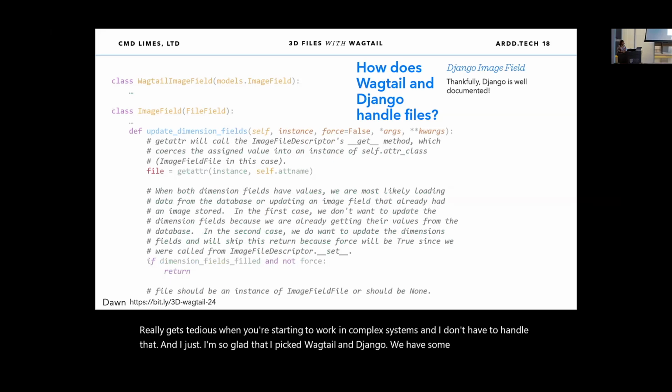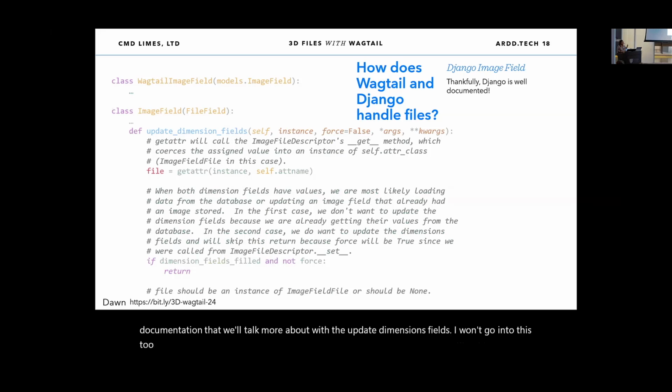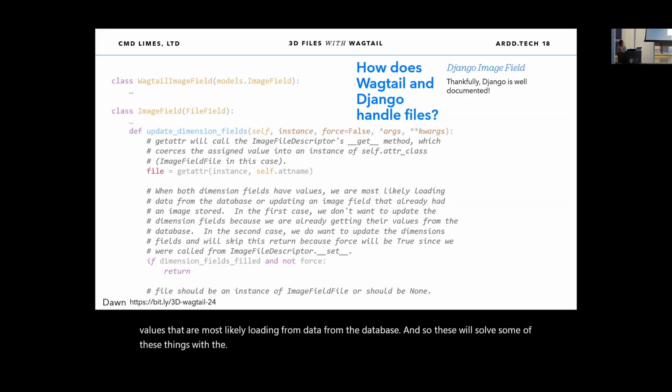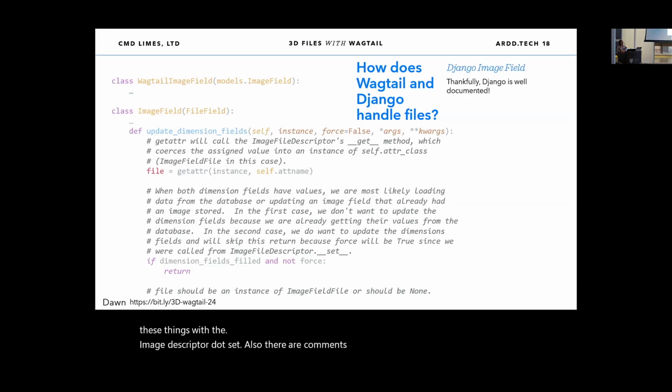We have some more documentation that we'll talk more about with the update dimensions fields. I won't go into this too much. I don't want to zoom through it, but for accessibility reasons, just review it at your leisure. But it's really more of a yay, Django. Both the dimensions fields have values that are most likely loading from data from the database, and so these will solve some of these things with the image descriptor's set. Also, there are comments about when you're going to have None for the image, and otherwise it should be an ImageFieldFile.